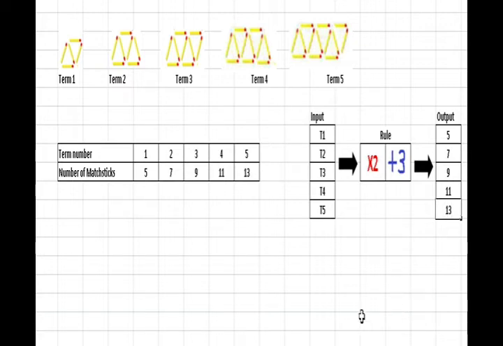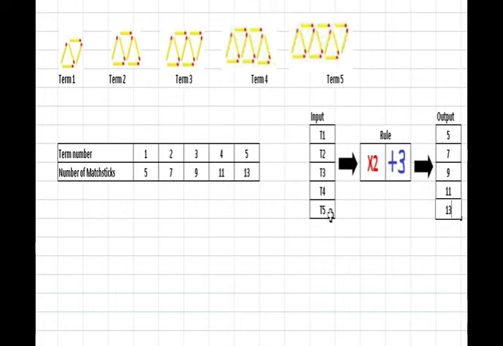Okay, so now I have worked out my rule. I have drawn my fourth and fifth terms, and I have filled in the number of matchsticks in the 4th and the 5th term as well. Now, boys and girls, before I do the next example, I need you to know that this rule can apply for any term number.